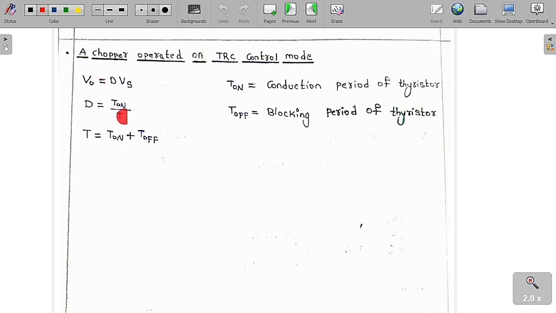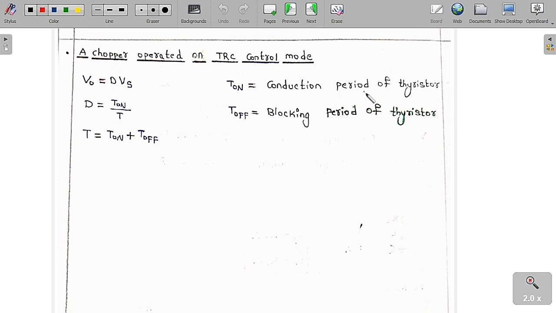D is called the duty ratio, which is T on by T, where T is equal to T on plus T off. T on is the conduction period of the thyristor, meaning the time for which the switch or the thyristor is conducting. Whereas T off means the blocking period of the thyristor, meaning the switch or the thyristor is turned off.